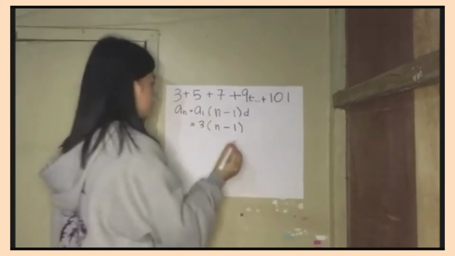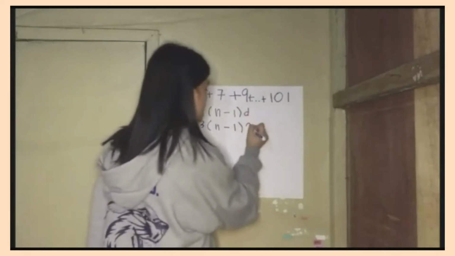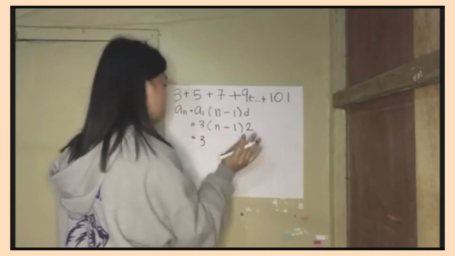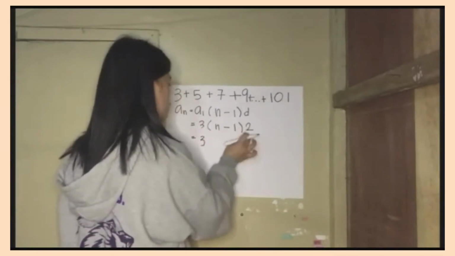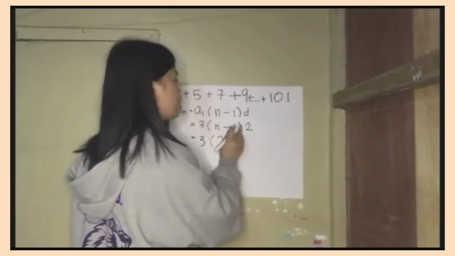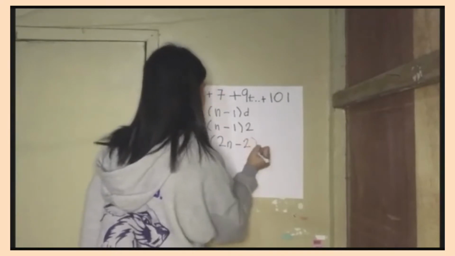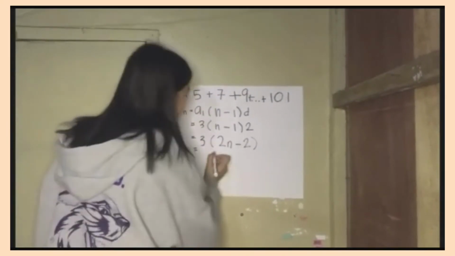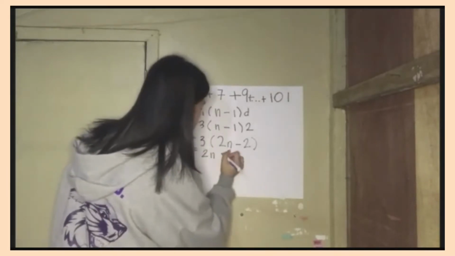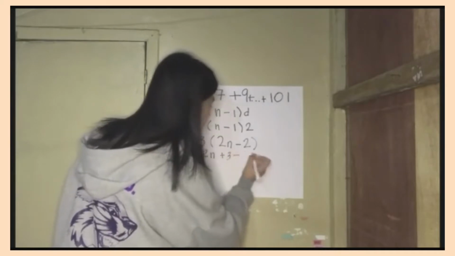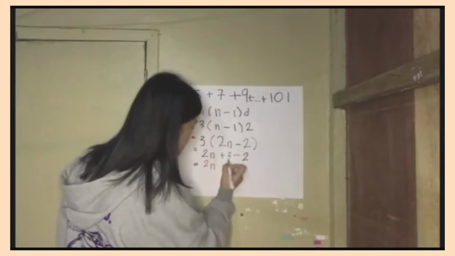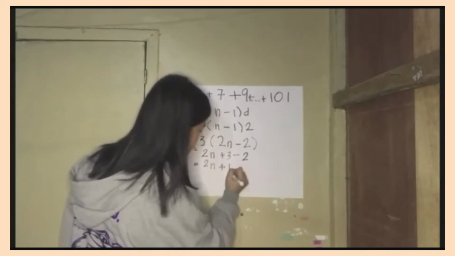The difference is 5 minus 3, which is 2. We're going to distribute this 2. So n times 2 is 2n. Negative 1 times 2 is negative 2. Then let's factor it out. So 2n plus 3 minus 2 is equal to 2n plus 1.